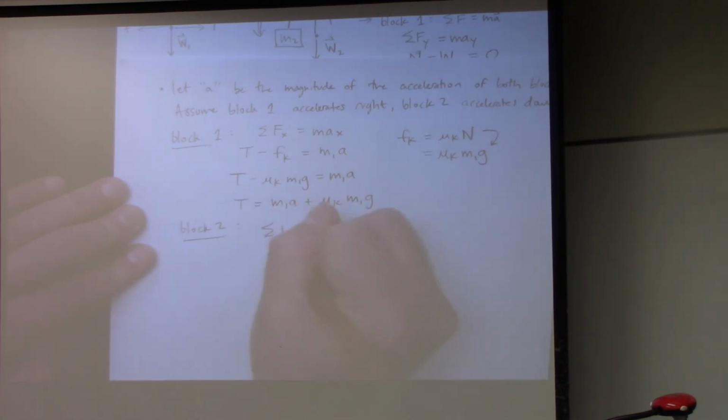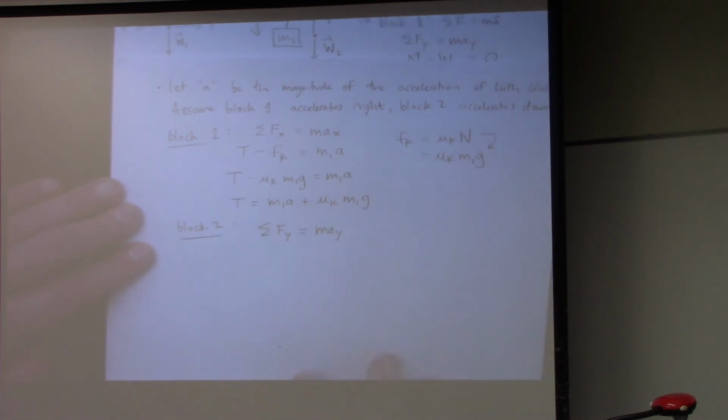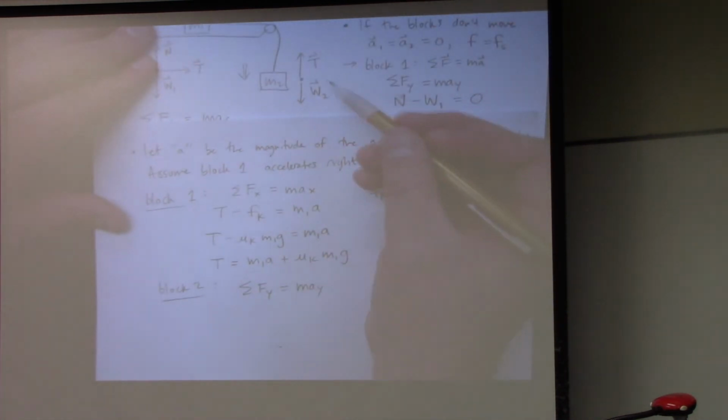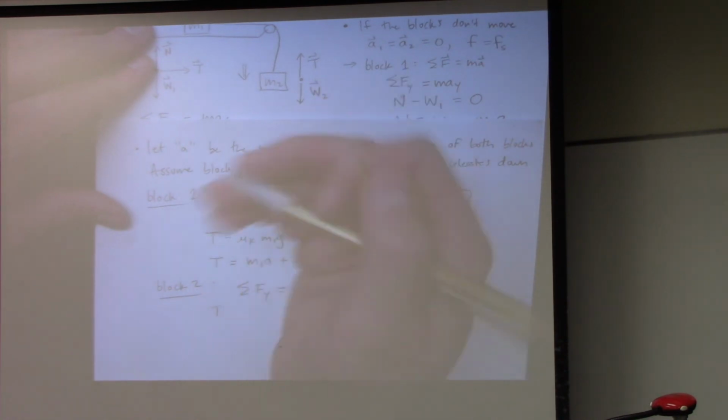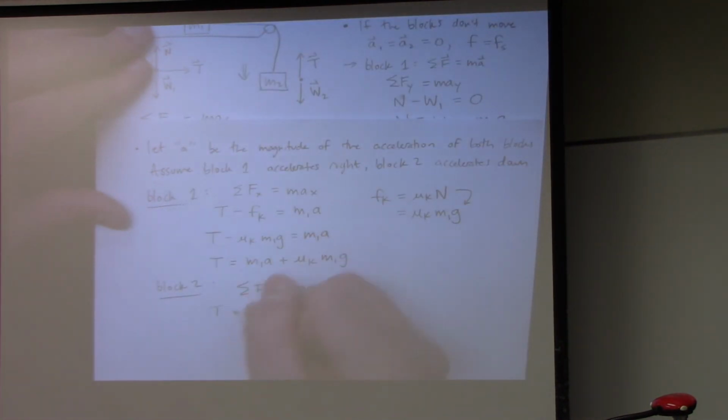The net force in the y direction is m times ay, because again, all we have are forces in the y direction here. One of those forces is tension, which is going up. That's the positive y direction. The other is weight, which is going down, so it has a negative sign. And that equals m2 times the acceleration of block 2 in the y direction.